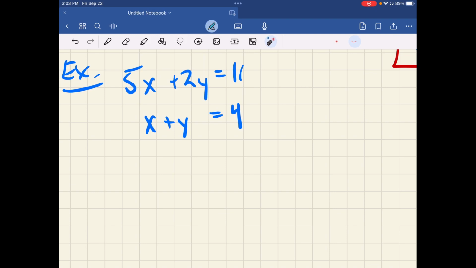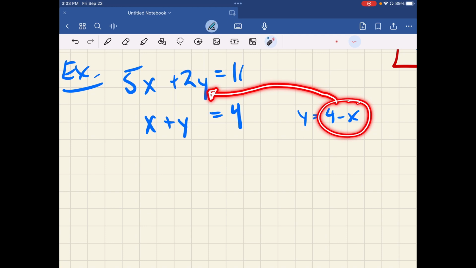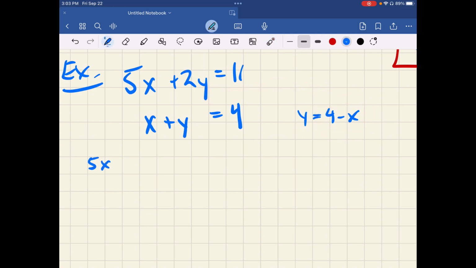All right, so now that you've had a chance to try this on your own, I'm going to notice that the x and the y are both by themselves, so it doesn't matter if you subtract the x over or the y over. I prefer to subtract the x over to both sides, right? So that gives me a 0 over there. So what that new equation looks like is y equals 4 minus x. I'm then going to take the 4 minus x, I'm going to plug it into my y right here, and that is going to look like this, 5x plus 2 times (4 minus x) equals 11.